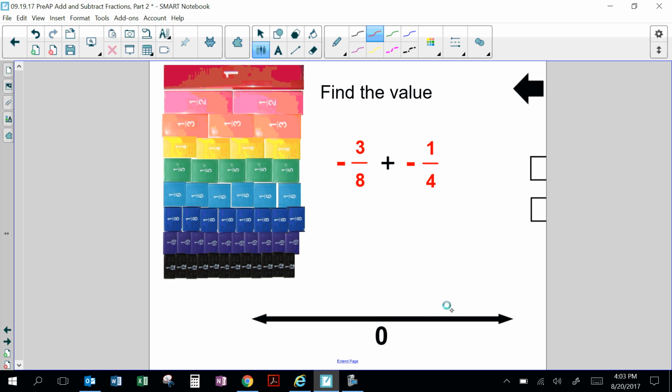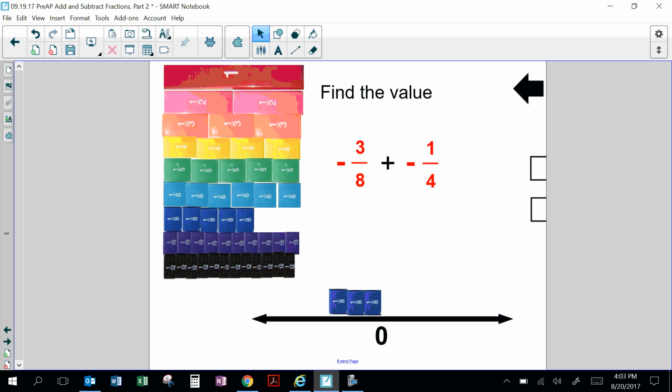Next one, -3/8. So -1/8, -2/8, -3/8, plus -1/4. Right here. So it's going to the left of it. Can I rename 1/4 with a common denominator? I'm going to rename it as -2/8. So how many 8's do we see here? I see -5/8.